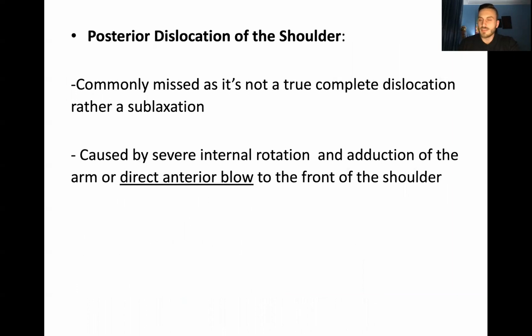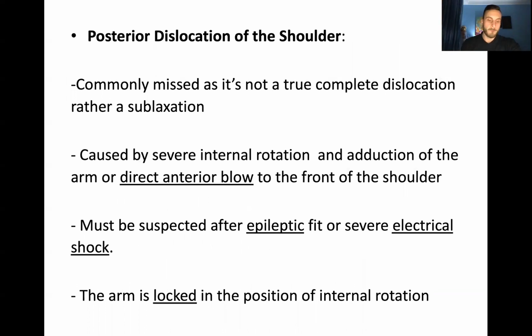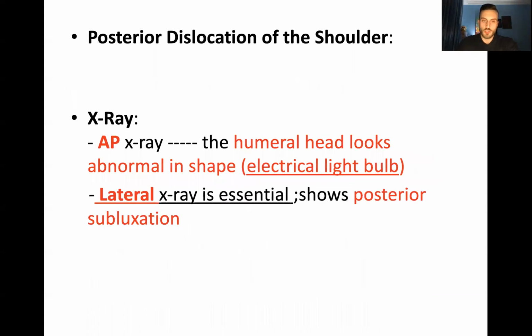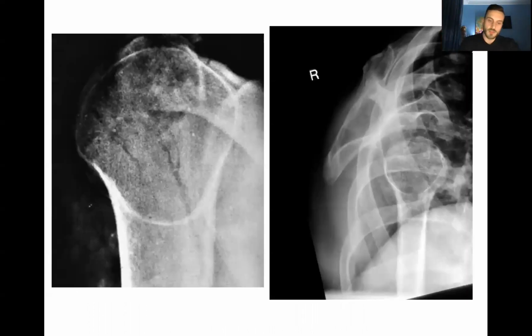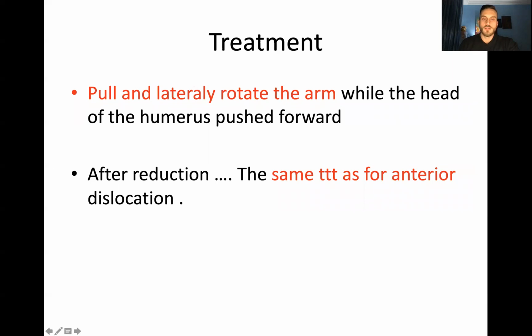Posterior dislocation is not as common as anterior, because it usually needs either a direct blow from the anterior part, epilepsy, or electrical shock, and the arm might be locked in internal rotation. For posterior dislocation, you have to get an X-ray to make sure, and usually you can see a pathognomonic sign, which is the light bulb sign. On your left side in here, you can see this light bulb sign. Treatment is reduction. This is the most important thing you have to know.